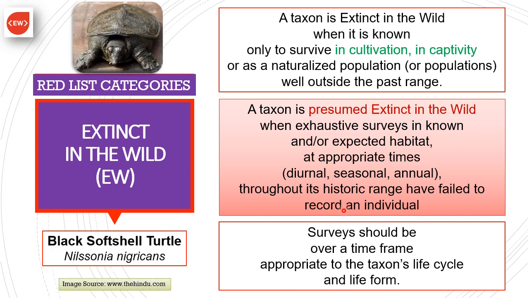Now the example is the black soft-shell turtle Nilssonia nigricans. Now this species was declared to be extinct in the wild by IUCN in the year 2002, around 18 years back. Interestingly, today it is found in many temple ponds of Assam. Say we have it in Hayagriva Madhav temple in Hajo. So it survives basically only in captivity and no wild populations as such are known.